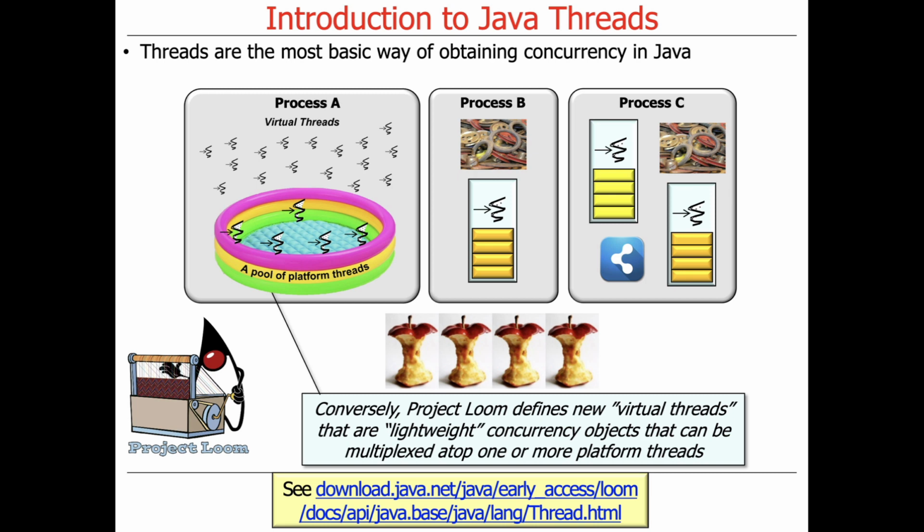So you can have platform threads, which are these guys over here that have their own stacks in the operating system kernel. And you can also now have virtual threads with Project Loom. And then you can have literally hundreds of thousands or millions of these things, and they are multiplexed over a small number of kernel threads, or platform threads, as it were.